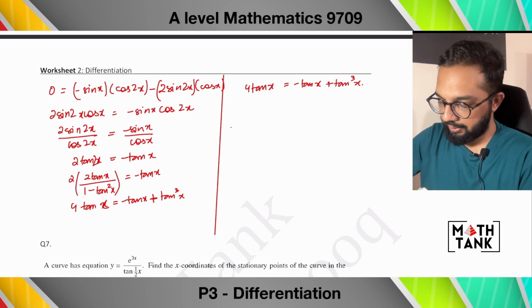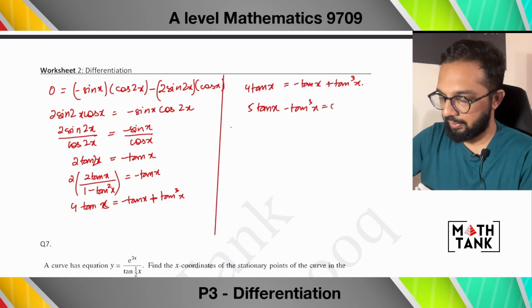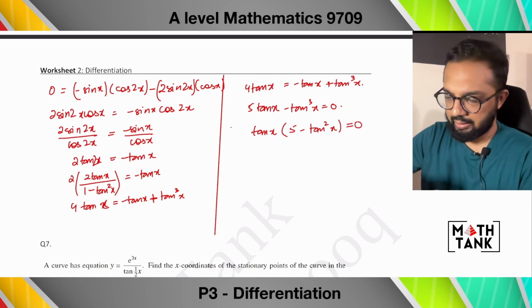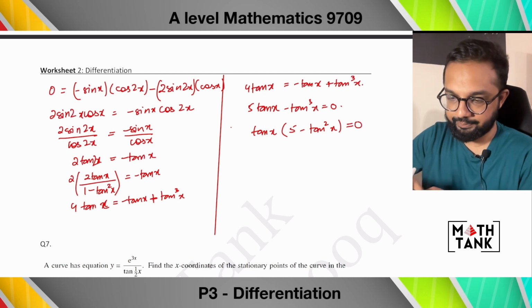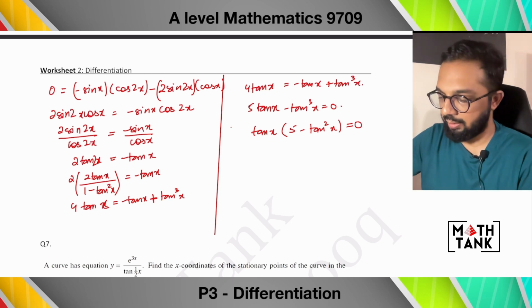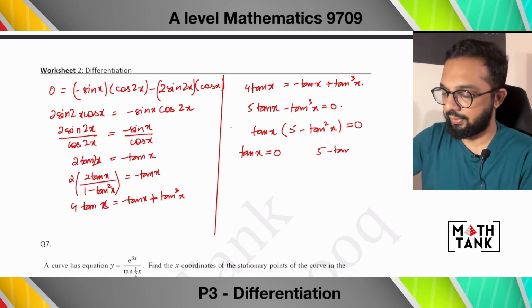Okay, bringing everything to one side, that gives me 5 tan x minus tan cube x equals 0. So I think that should work. If it doesn't, I'm going to just do the entire question again. Let me just check now instead of going through the entire question. Tan inverse of, this gives me root 5. Yeah, it's fine now. Okay, either this equals 0 or that equals 0.